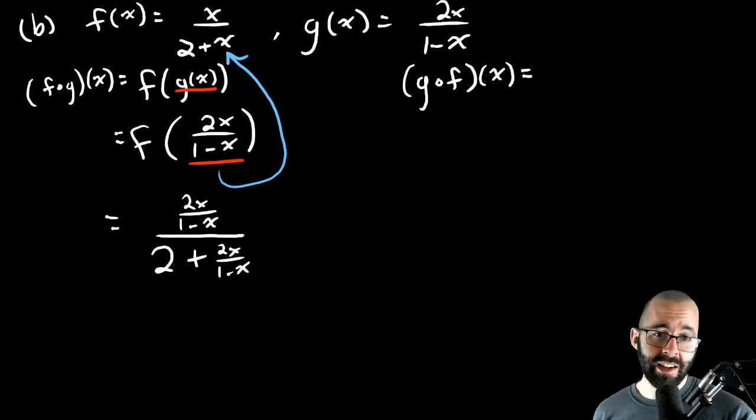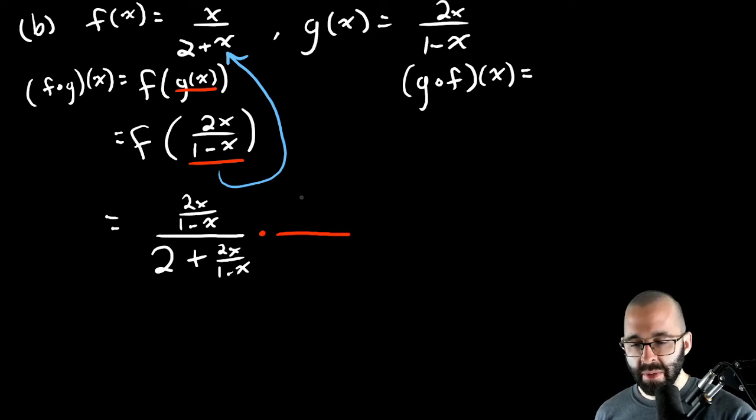Now this is where things get a little tricky. This is a complex fraction. Complex fraction means there are fractions inside of fractions. To simplify these, we multiply by the least common denominator. The least common denominator is 1 minus x.